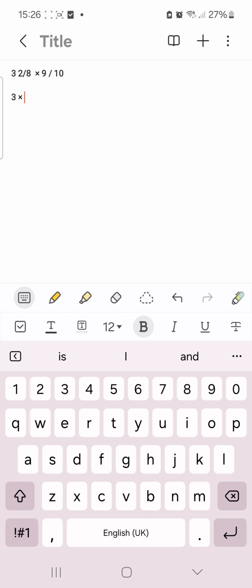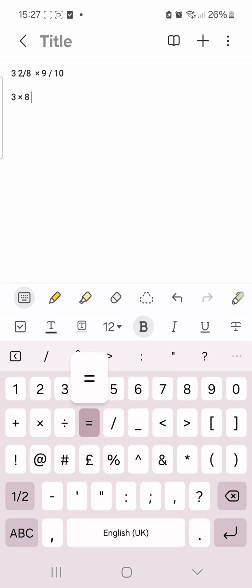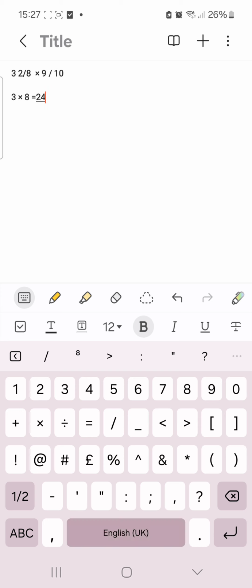times 8, because you have to figure out the way. It doesn't make clear now because it's not on paper, but I'm going to try to show you on paper in another video. So then equals, so what is 3 times 8 is 24, yes?